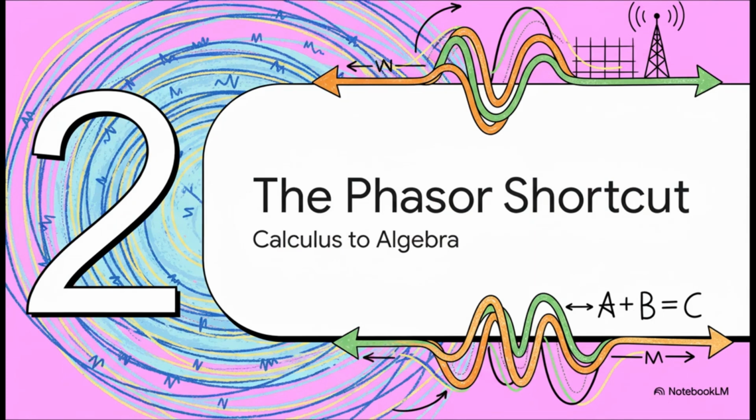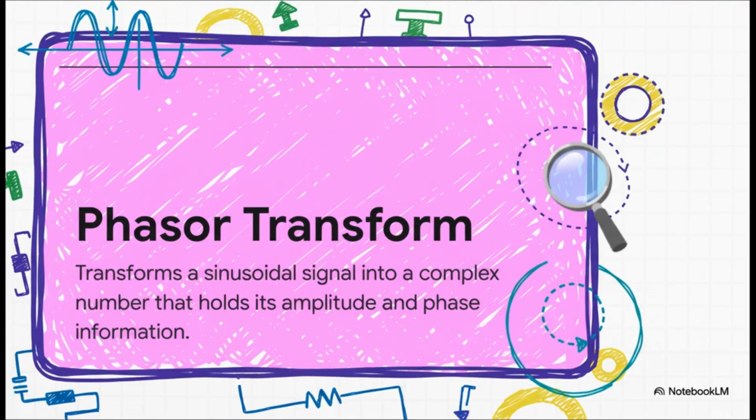So yeah, they desperately needed a shortcut. And thankfully, they found one. It was this brilliant concept that came about in the late 1890s, and it was called the phasor. So what is a phasor transform? Well, think of it like this.